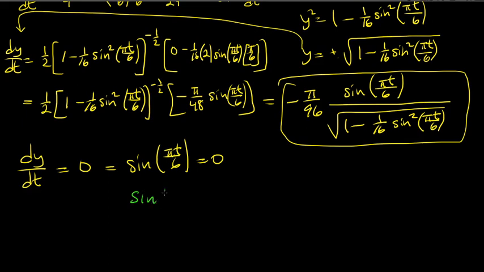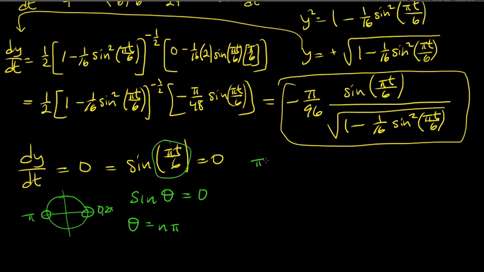Well, let's think about sine of theta equals 0. Remember the unit circle? Sine is the y-coordinate. So the y-coordinate is going to be 0 here and here, left and right. So that's 0, pi, 2 pi, 3 pi, so any multiple of pi, n times pi. Okay. So if this is my theta, when does that equal n times pi?